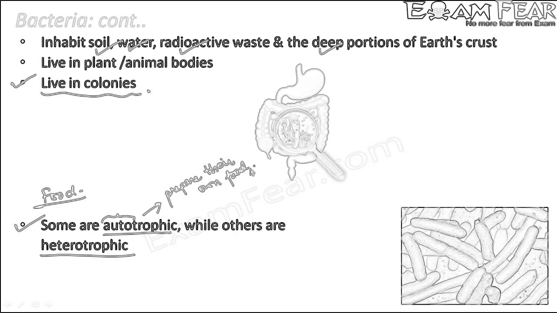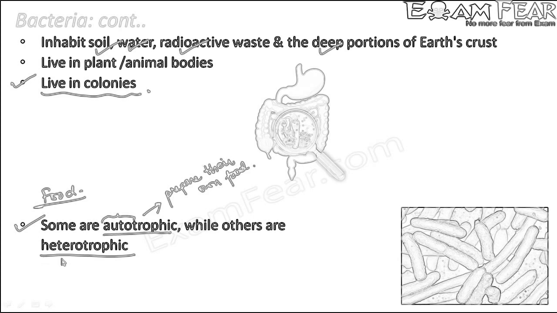Now can you give me an example of a living organism which can prepare its own food? Yes, the green plants. How do they prepare their own food? By the process of photosynthesis. In presence of solar energy, utilizing carbon dioxide and water, green plants can prepare their own food in the form of sugar. So green plants are called autotrophic.